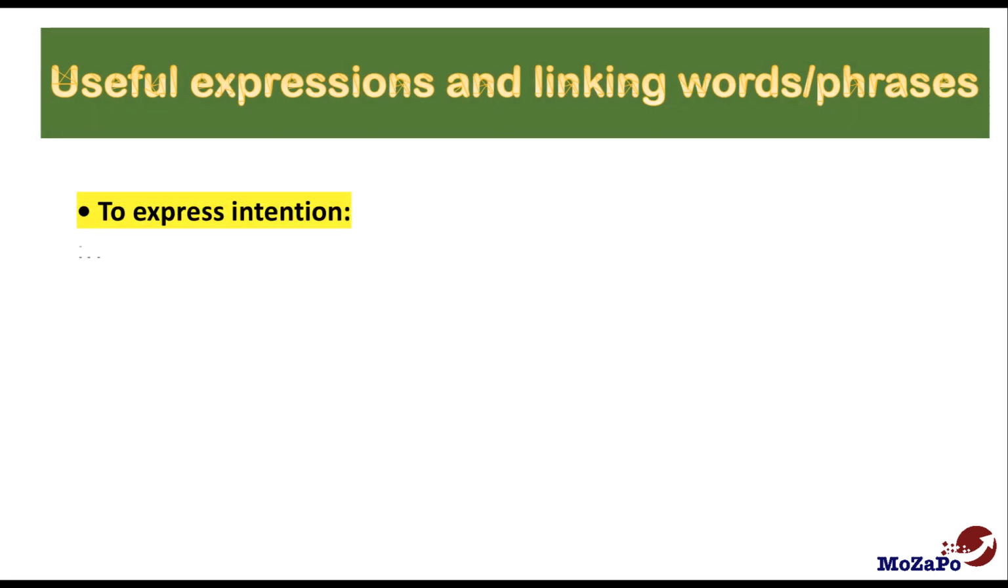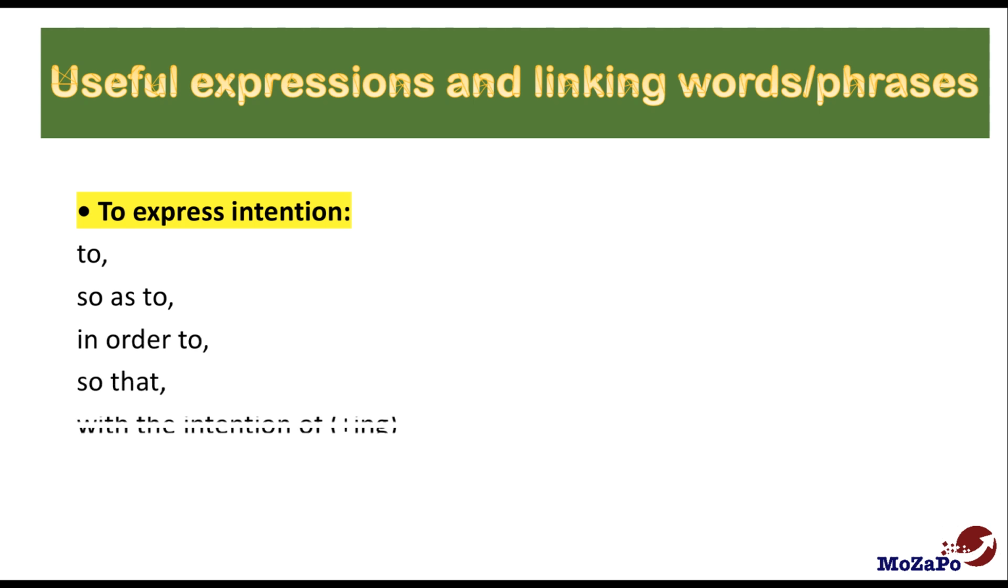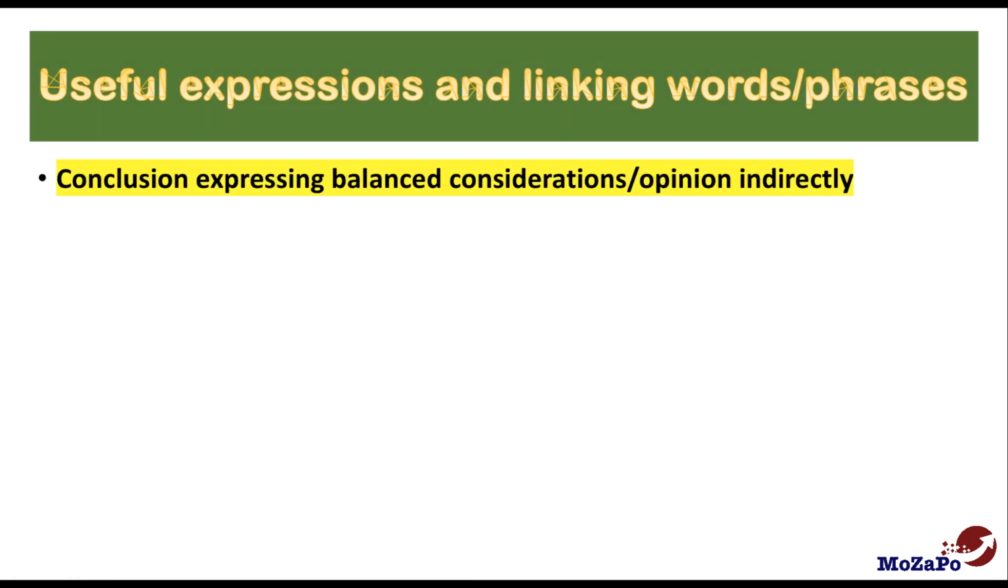To express intention, you can use to, for example, what you intend to mention, so as to, in order to, so that, with the intention of doing something, with the intention of completing something. And here, in the conclusion, you have to express balanced considerations or opinion directly or indirectly.